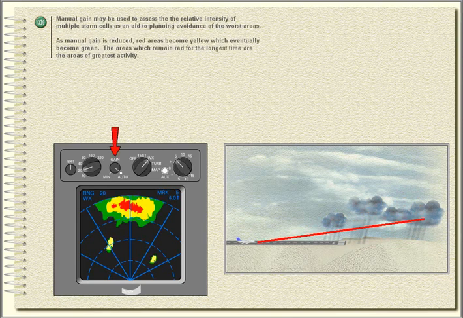Manual gain may be used to assess the relative intensity of multiple storm cells as an aid to planning avoidance of the worst areas. As manual gain is reduced, red areas become yellow, which eventually become green. The areas which remain red for the longest time are the areas of greatest activity.